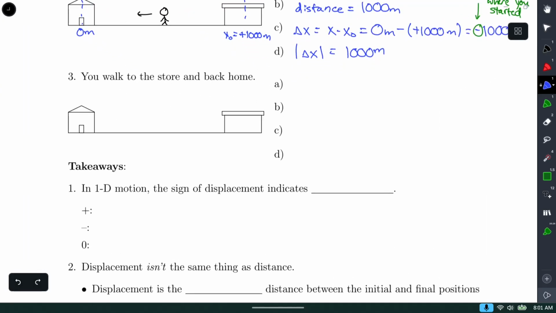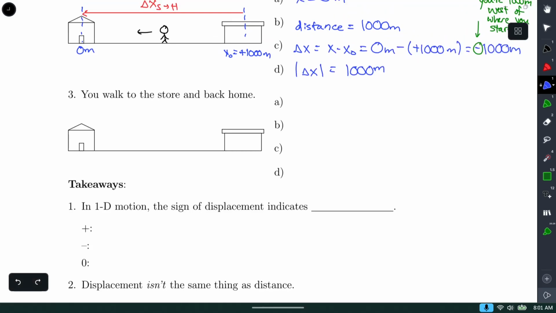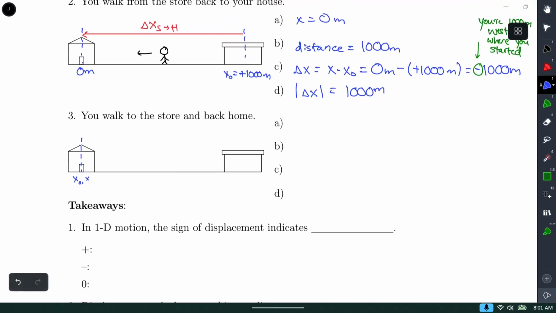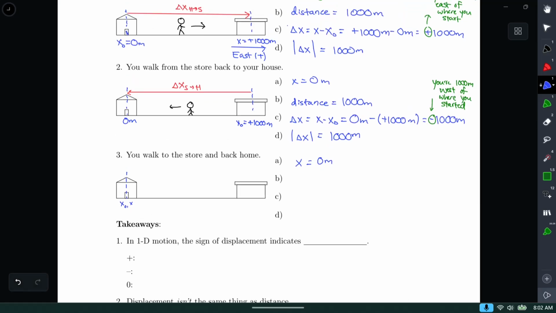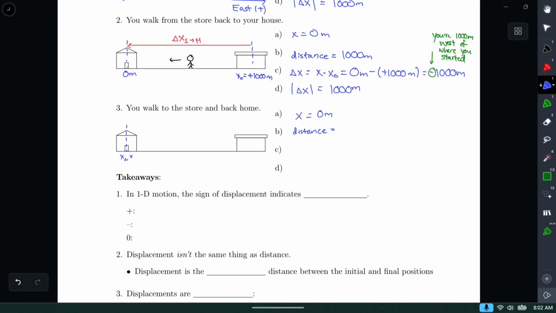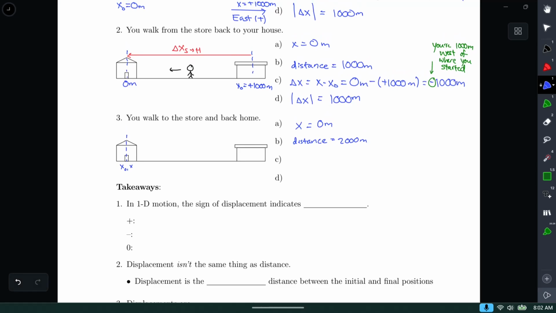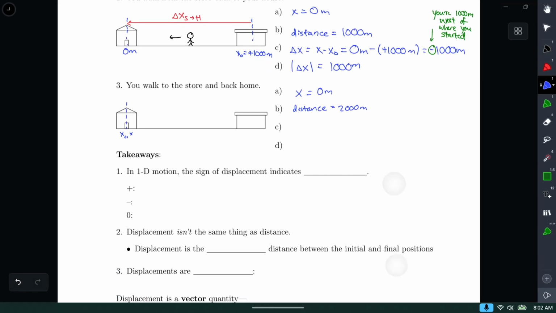And so that may help answer this last one, which is you walk to the store and then back home. So you start at your house and you end up at your house. What is your final position? Is it 0 meters? It is. Yeah, I'm back where I started, and my house is my origin or my reference point, so I am back at 0 meters. What distance have I traveled, though? 2,000. So I did that trip, and I did the return trip. But what is my displacement? 0. So just according to the math, it's 0.